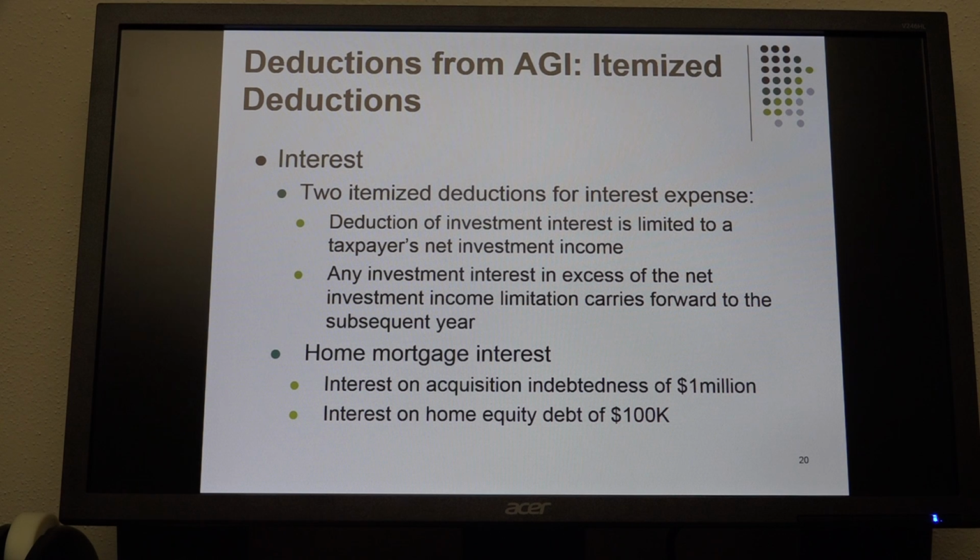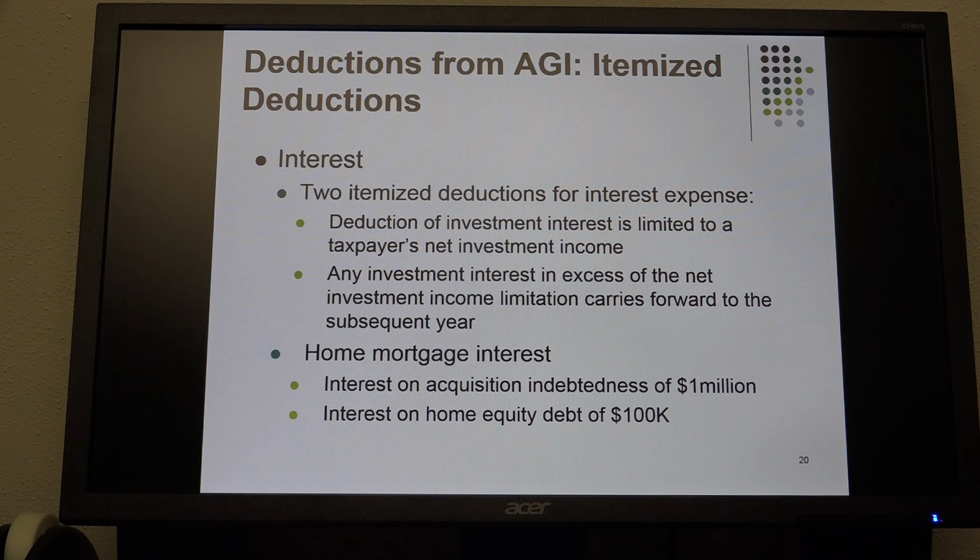For most people, that's not a problem. They're way under the $1 million indebtedness cap, and so all the interest they pay is deductible, as long as it's more than all their other itemized deductions. But I can tell you, in most instances, this is the biggest itemized deduction for most people who own a home.